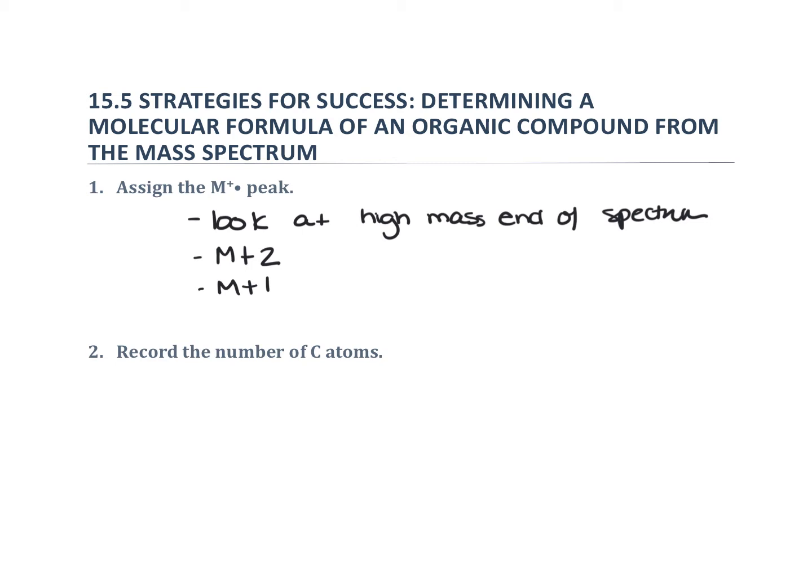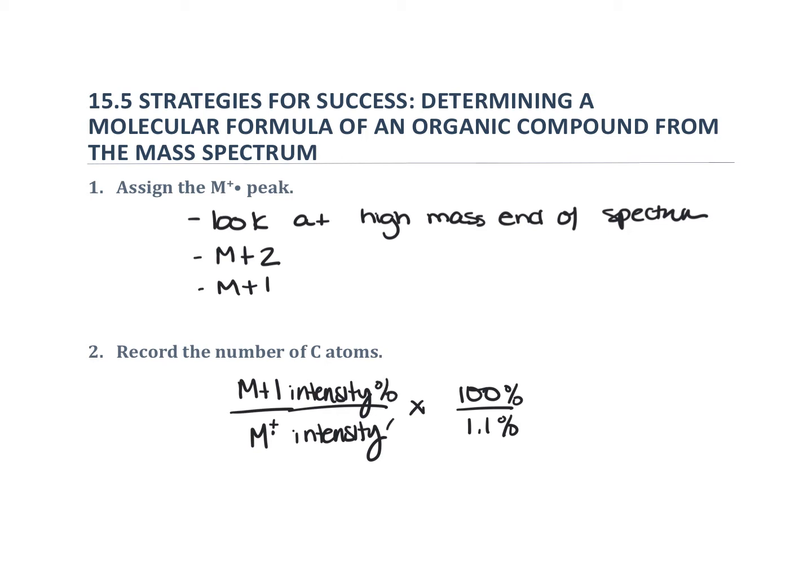The next thing you need to do is record the number of carbon atoms. So sometimes the number of carbon atoms will be given to you. If they're not given to you, you can estimate it by plugging the intensities into that equation: the M+1 intensity over the M+ intensity, times 100 over 1.1. And of course, these are all percents and they're all going to cancel out. And that's going to give us the number of carbons. And that's a really, really helpful piece of information.